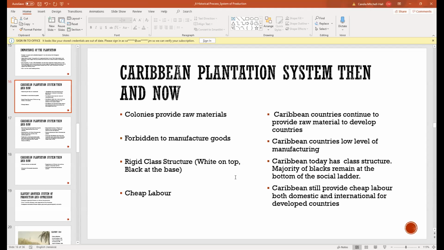One perfect example, let us look at our own island, Jamaica. Which raw material do we provide the developed countries with? Bauxite, right? We are not manufacturing the bauxite into things like aluminum and all of these different products. We are still sending the raw bauxite to North America or to Europe. So we are still largely producing raw materials, even when it comes to fruits and vegetables.